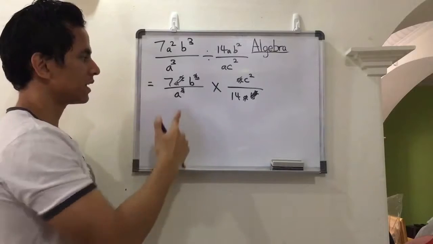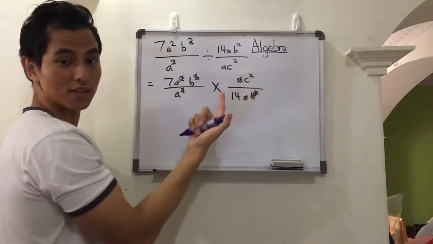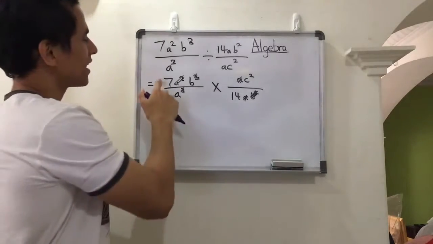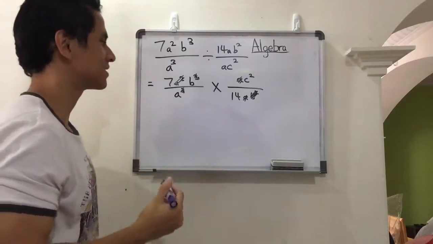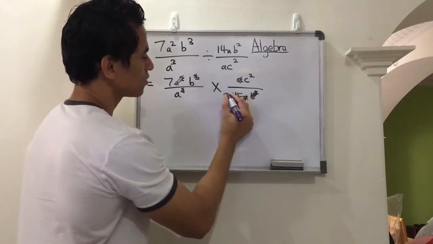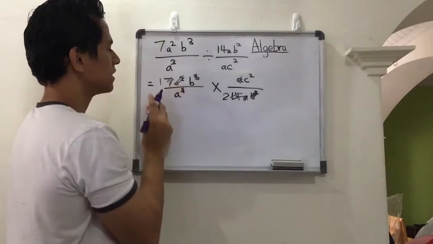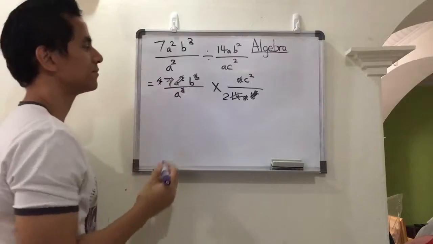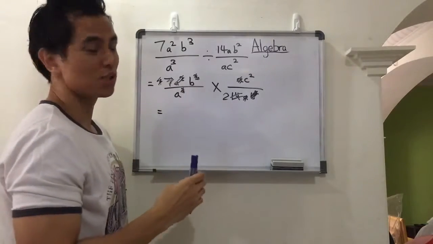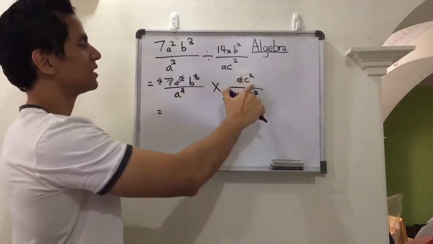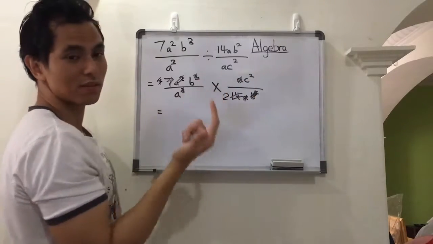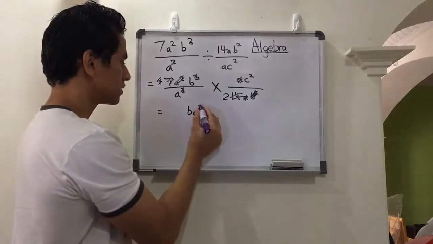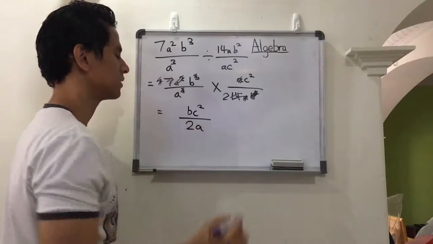Now, what else? The a is settled, the b is settled, and the c, there's no other c to cancel out. How about the numbers 7 and 14? Yes, they are multiples of each other. So let's cancel this out too. I'll make this a 2 and I'll make this a 1. So this is just going to be 1b, and there's no point writing 1b, so I'll leave it as b. Therefore, the numerator will leave us with b times c square over 2 times a. So this will be bc square over 2a.